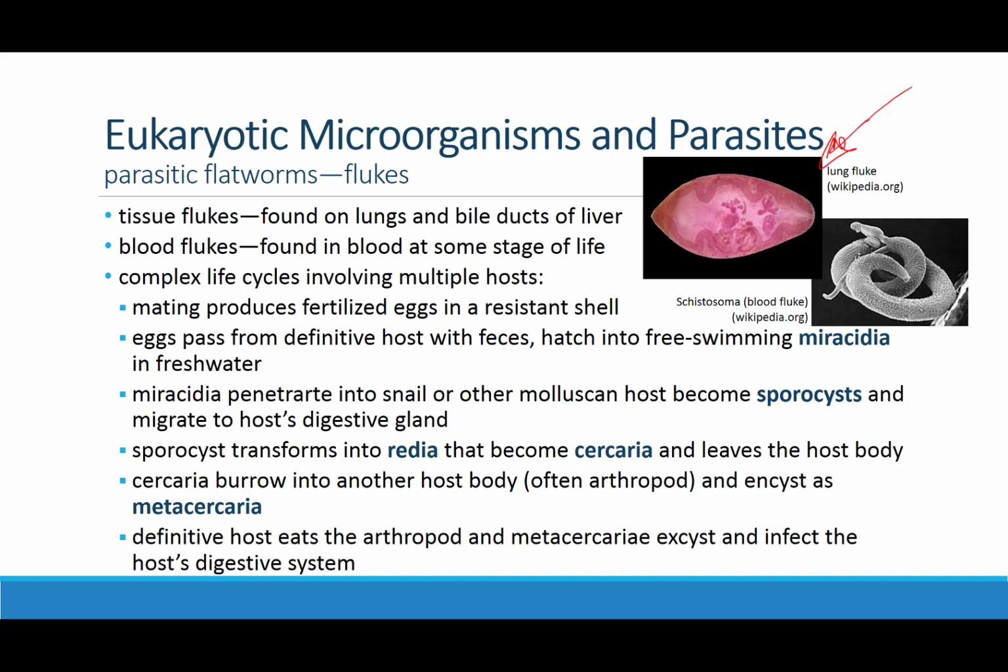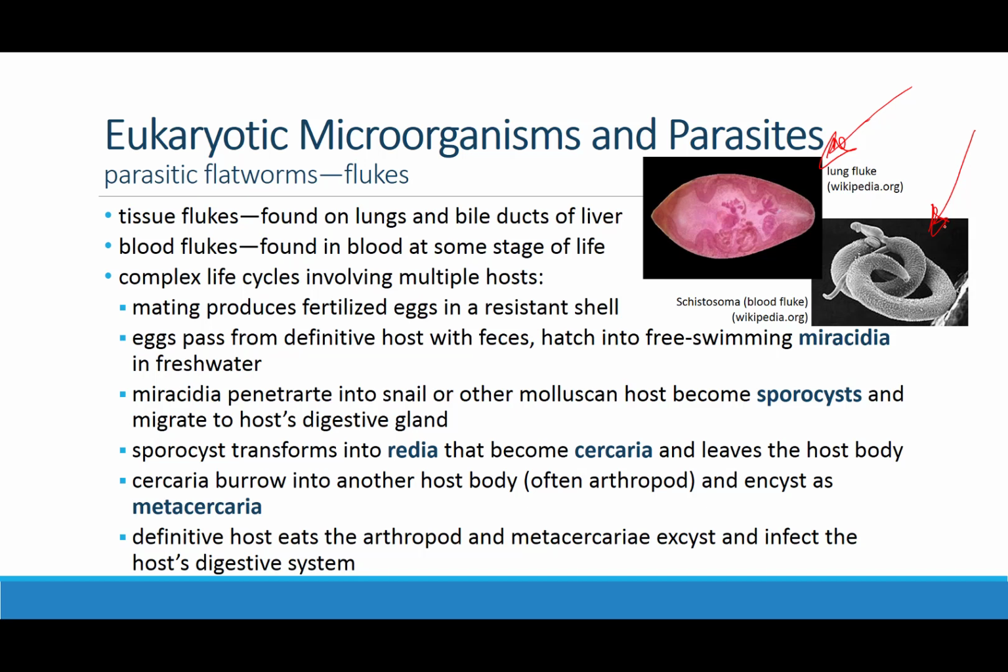The blood flukes, like Schistosoma here, the worm that causes schistosomiasis, are found in the blood at some stage of their life. Schistosoma will encyst in muscle tissue, but they are transported throughout the body in the blood, and so that's why they get that name, blood flukes. They have super complex life cycles, and frequently multiple hosts are involved.